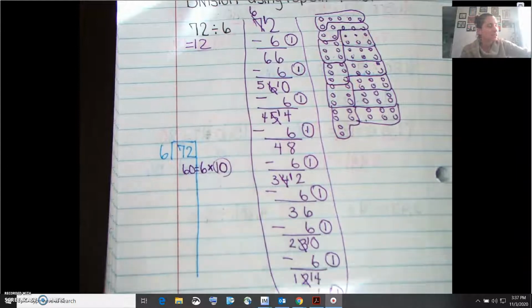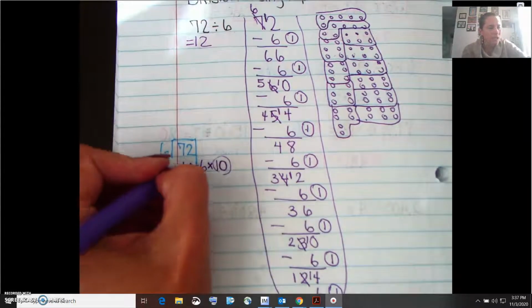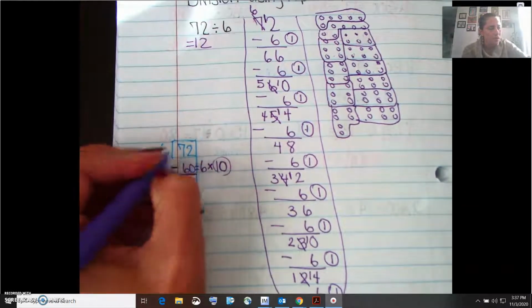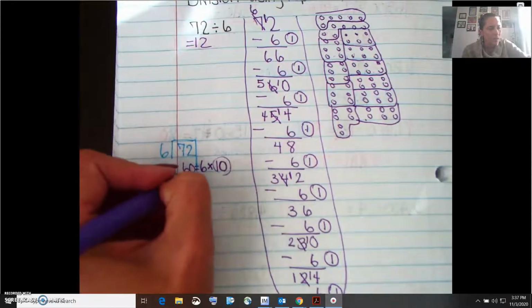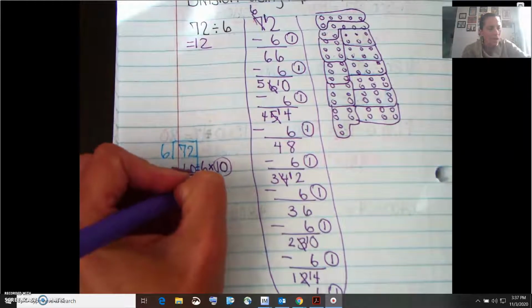So then our next step is we have to subtract to see how much we have left over. So 2 minus 0 is 2. 7 minus 6 is 1. So now we have 12.